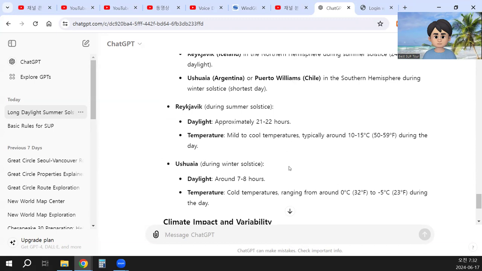Rosa during the summer solstice has daylight of around 21 to 24 hours, with mild, cool temperatures, typically around 10 to 15 degrees during the day. Ushuaia has 7 to 8 hours of daylight with temperatures from 0 to minus 5 degrees during the winter solstice.